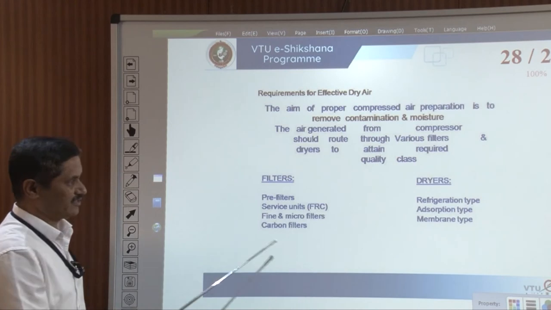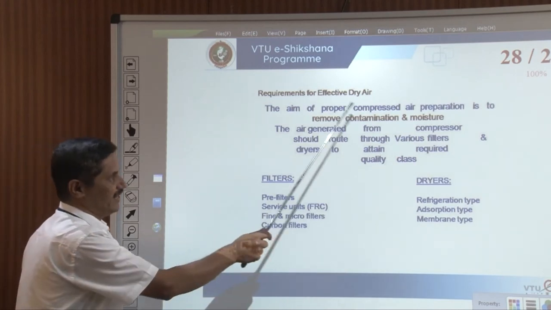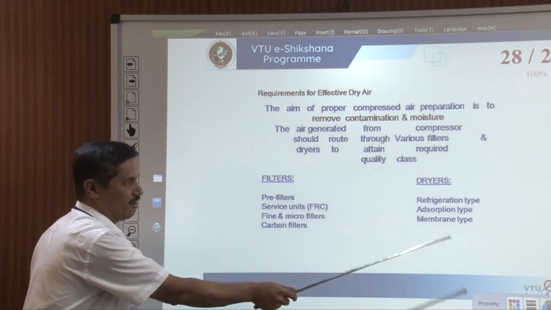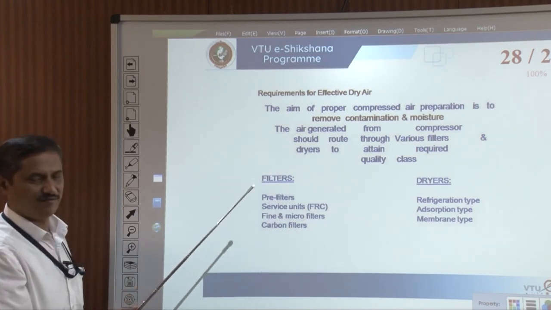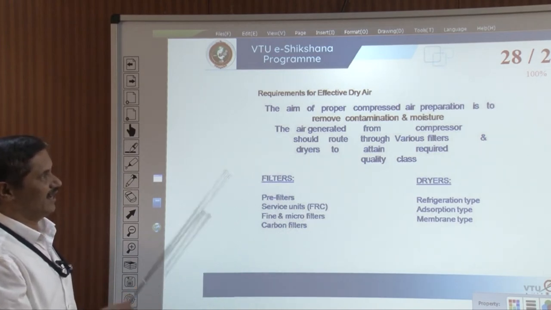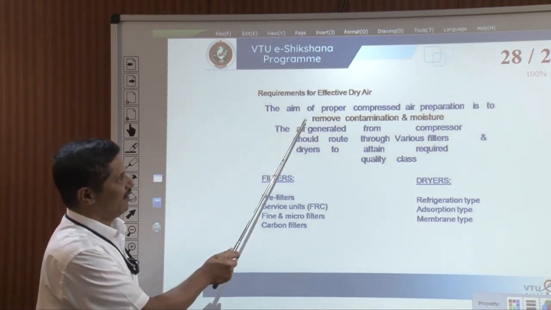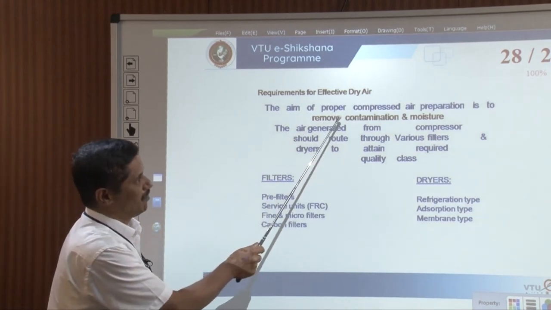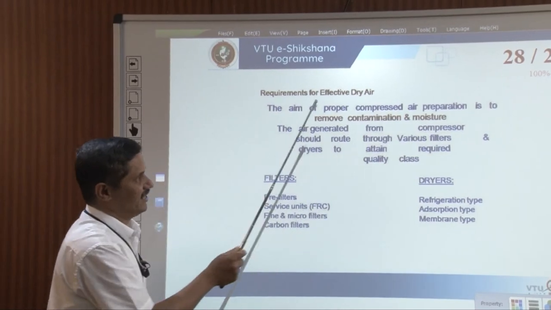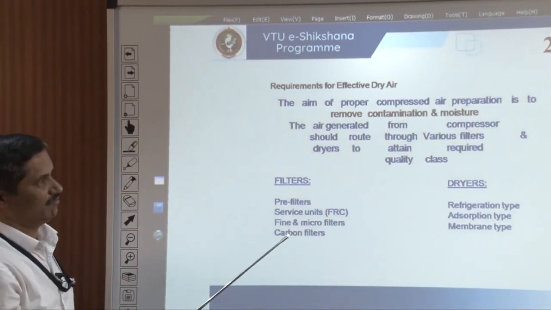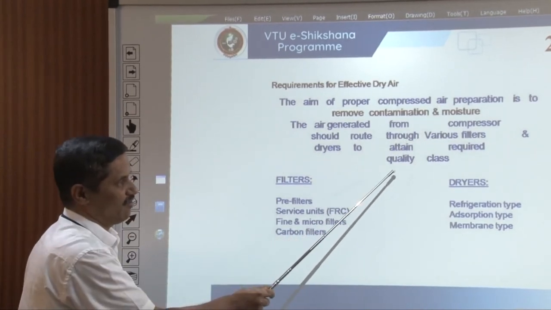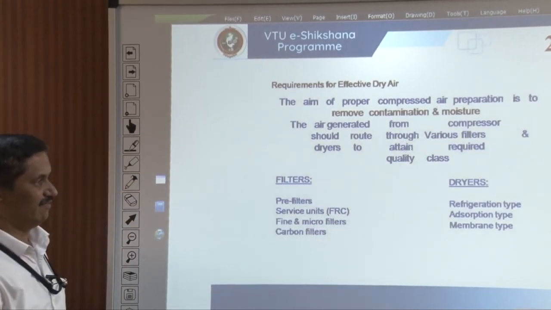But before sending it to the machines, we dry the air, we remove the moisture and we also remove the dust particles which are present in the air. So the aim of this is that proper compressed air preparation is done, contamination is removed, moisture is removed, and then the quality air enters the device level.